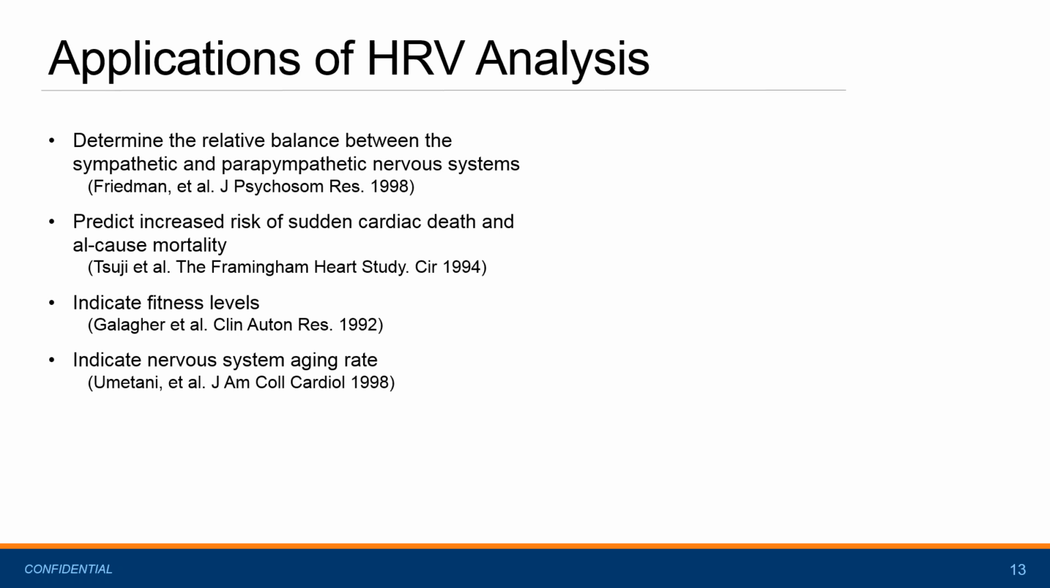And then it can also be used to indicate nervous system aging rate. So this is one of my favorite applications. We have the largest variability of heart rate variability when we're young. And there's a significant drop in variability as we age. Usually about every 2 years, we can detect a drop based on age. And using heart rate variability, we now have a way to determine physiological aging of the nervous system as opposed to chronological aging. Now, this is a great study cited here that established normal values from ages 9 to 99.